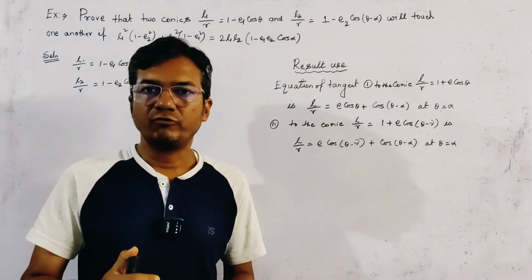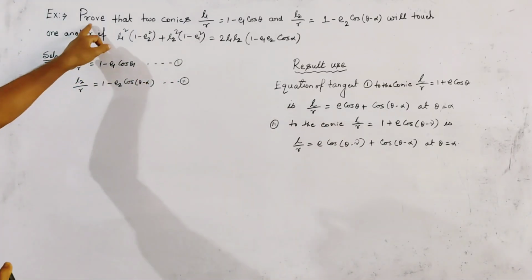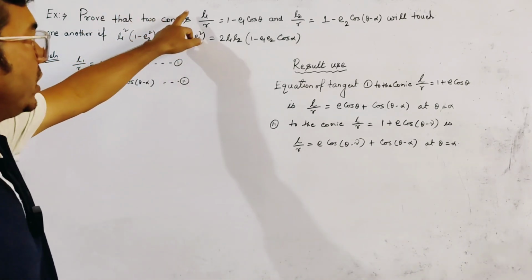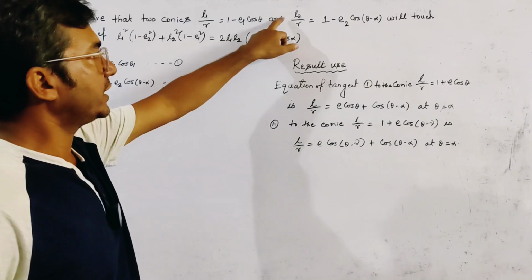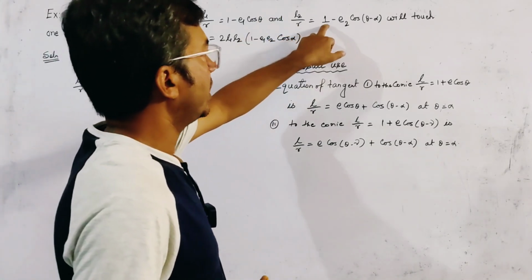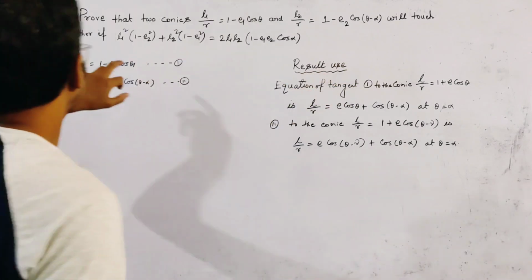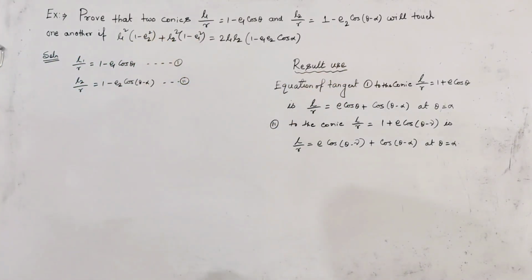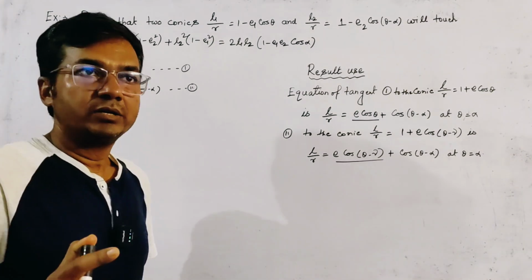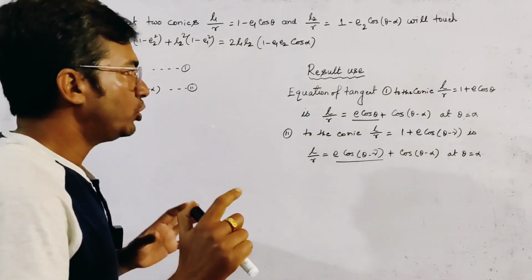This problem is from polar equations. Prove that two conics, L1 by R equal to 1 minus E1 cos theta, and L2 by R equal to 1 minus E2 cos of theta minus alpha, will touch one another if this relation holds.